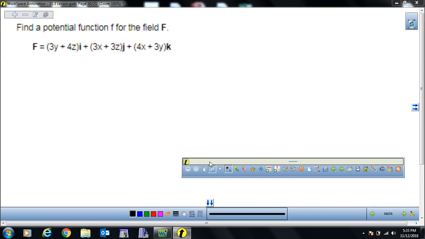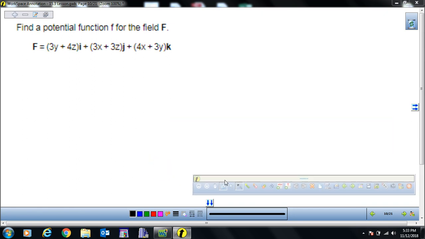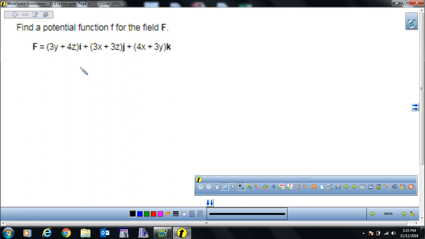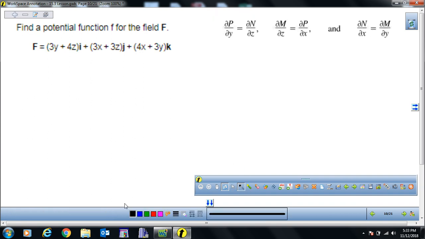Now we're going to be finding a potential function. Okay? Now, in order for us to know that we can find a potential function in the first place, we need to know whether this field is conservative or if it's not conservative. Now, in this case, if we're finding a potential function, we're assuming that these fields are conservative. If you're not sure, you can always verify that they actually are conservative.